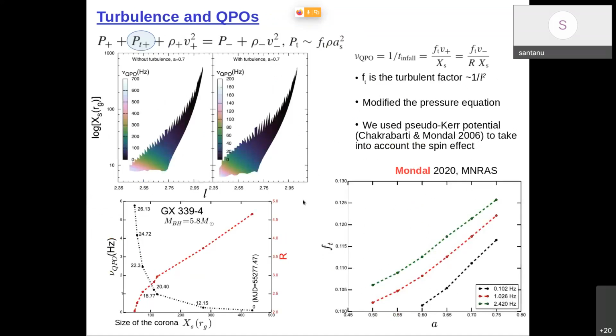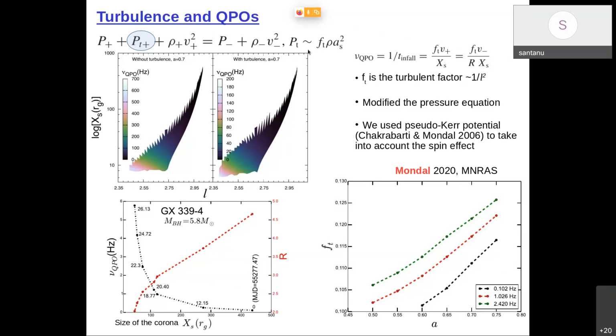So far we did not consider turbulence in the flow at the post-shock region. If we consider some quantitative turbulent effect in the flow, then the pressure balance equation will change slightly. An extra term Pt, the pressure due to turbulence, will appear, and we have considered it as some turbulent factor times density times sound speed squared.